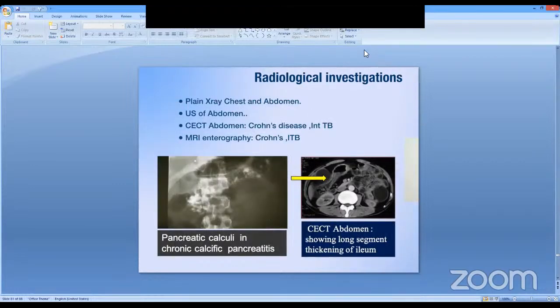So some radiological investigations are also very much important. Plain X-ray chest and abdomen indicates TB or some other abnormality. Ultrasound of the abdomen, CECT abdomen for Crohn's disease and intestinal TB. MR enterography also for Crohn's and intestinal TB. You see in X-ray, pancreatic calculi in chronic calcific pancreatitis. And you see here CECT abdomen showing long segment thickening of ileum in Crohn's disease.